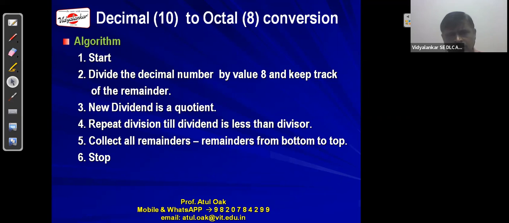Normally in exam, all numericals are asked: conversion from decimal to binary or decimal to octal. But you must know what the algorithm is, because when you are actually converting, you are applying the algorithm. So it's basically a two-step process: algorithm and example.